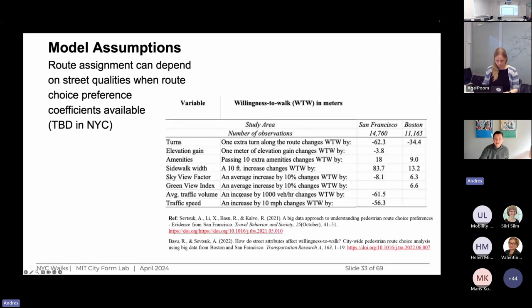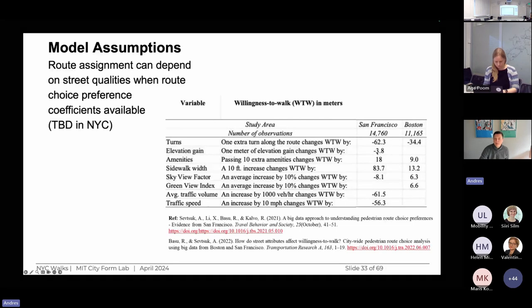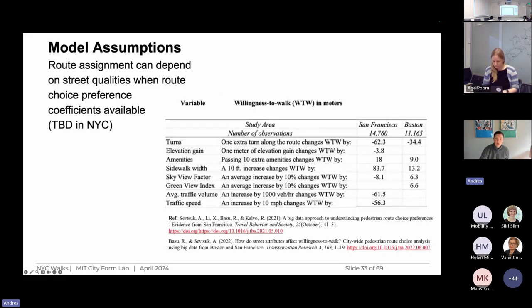Here's just an example of a table from one study where we compared pedestrian route choice coefficients, or particularly what we call willingness to walk ratios, in Boston and San Francisco. These willingness to walk ratios here illustrate the distance equivalent effects of different street attributes. So for instance, in San Francisco, walking uphill in elevation gain, each meter of uphill elevation gain is perceived as equivalent to the walk being or feeling like 3.8 meters longer. So that's a negative that people try to avoid. However, walking past amenities on city streets like ground floor facing businesses, restaurants, and service establishments is positive.